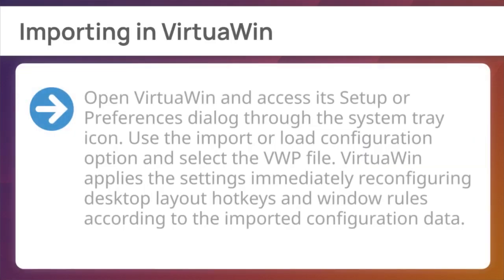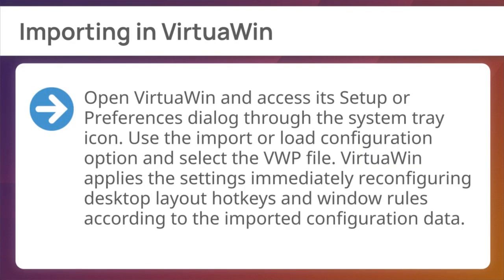First, importing in VirtuaWin. Open VirtuaWin and access its setup or preferences dialog through the system tray icon. Use the import or load configuration option and select the VWP file. VirtuaWin applies the settings, immediately reconfiguring desktop layout, hotkeys and window rules according to the imported configuration data.